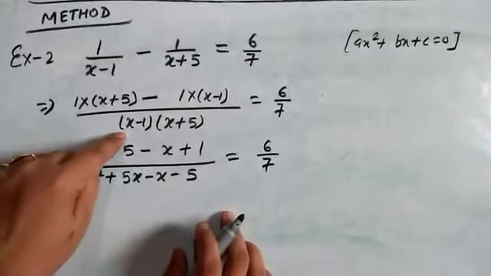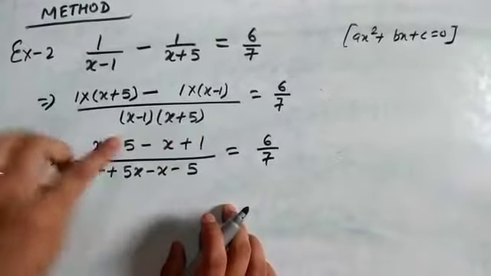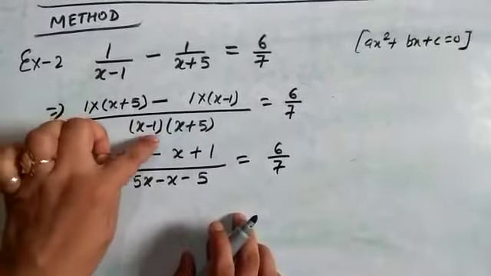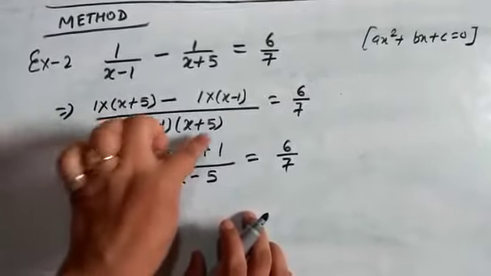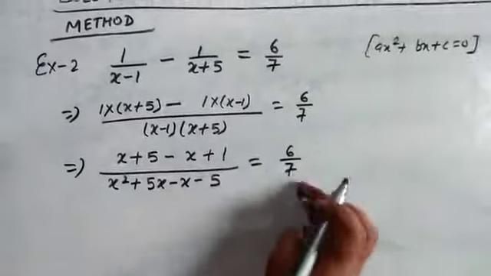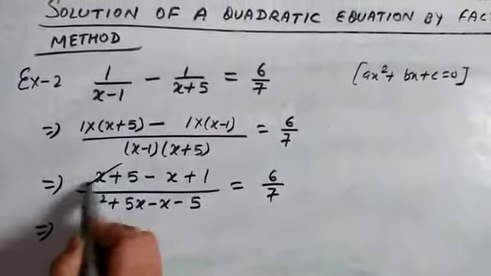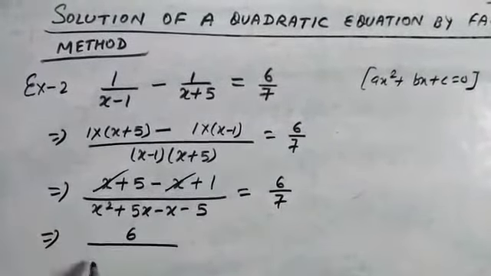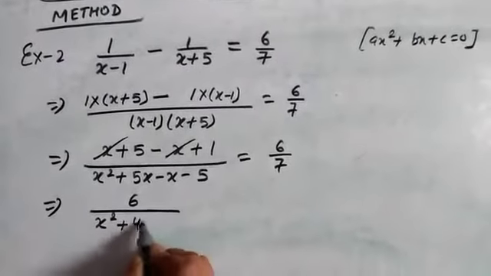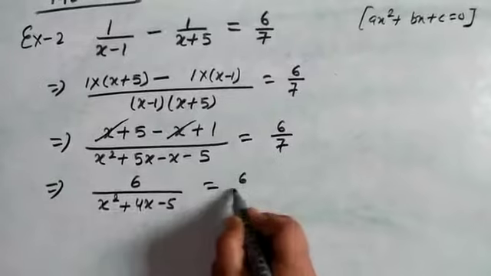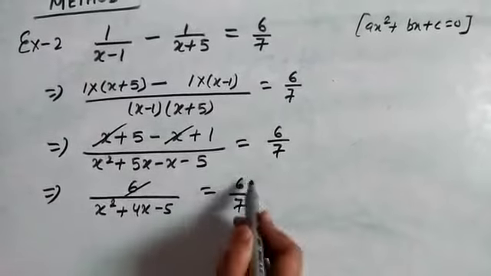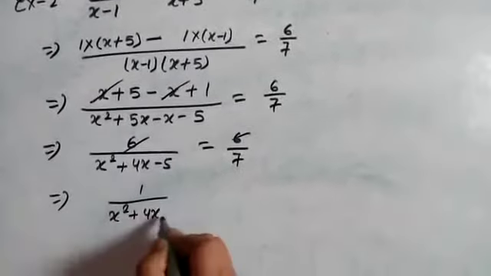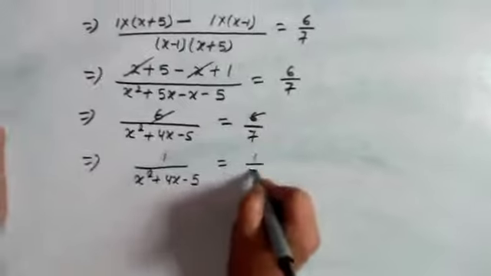Here I have multiplied x minus 1 with x plus 5. x into x, x square, x into 5, 5x, minus 1 into x, minus x, minus 1 into 5, minus 5, equals to 6 by 7. Now this x and x get cancelled out. 5 and 1, 6, divided by x square plus 4x minus 5 equals to 6 by 7. This 6 gets cancelled out. So 1 by x square plus 4x minus 5 equals to 1 by 7.